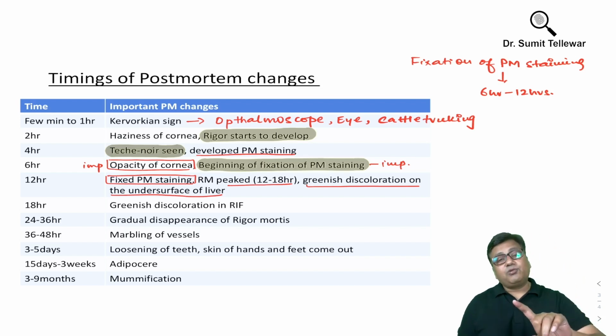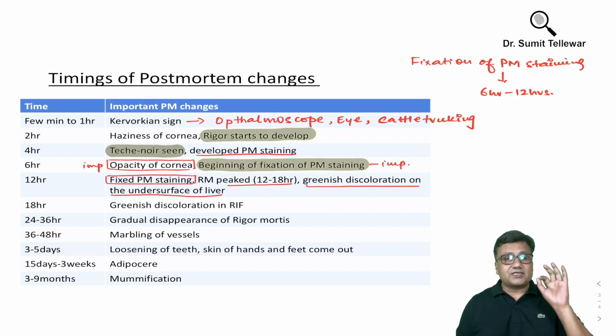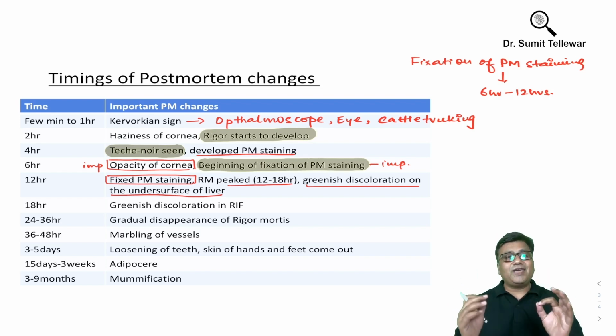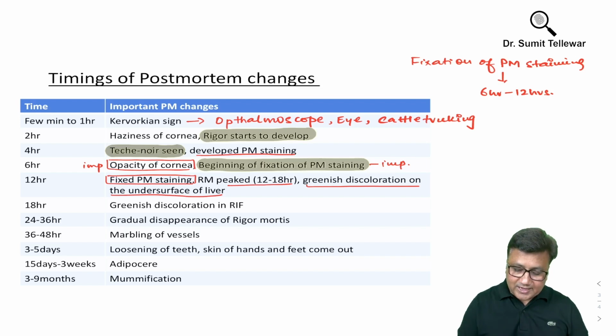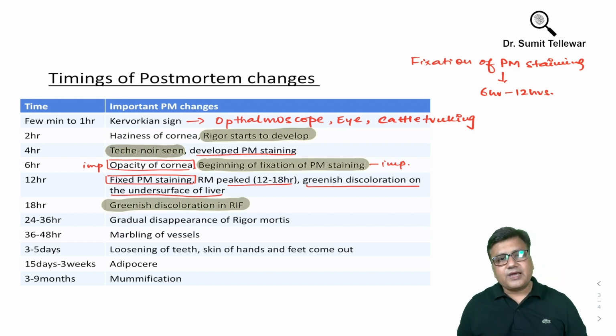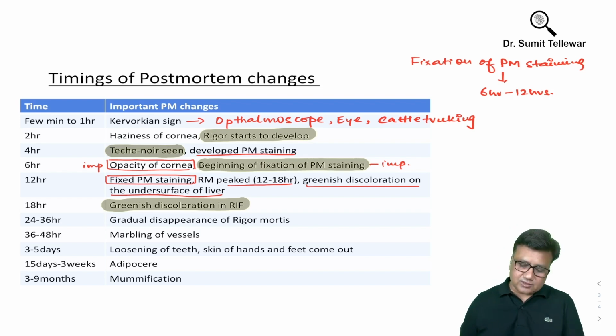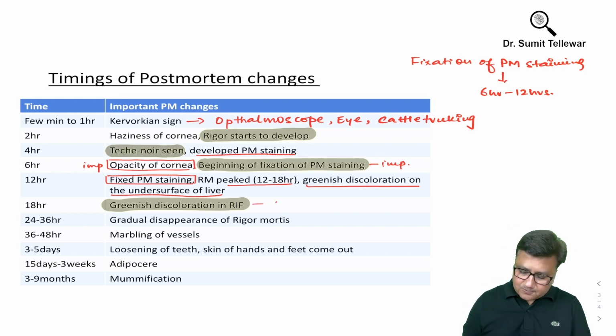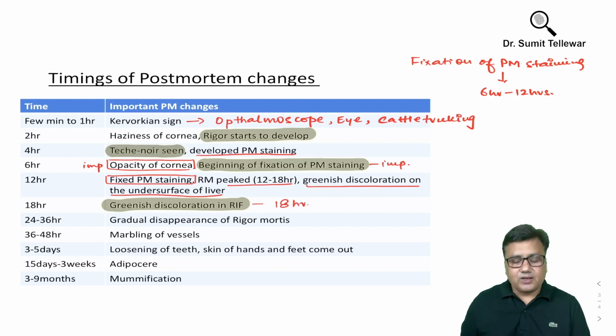But another important sign which can be seen in the exterior of the body, which is a very important sign in the post-mortem decomposition of the body, that is greenish discoloration in the right iliac fossa, which is the next sign that we are going to observe here, right? Greenish discoloration in right iliac fossa. This sign is seen at 18 hours. Again, in many questions this has been asked. Okay, then 24 to 36 hours, there is gradual disappearance of rigor mortis.